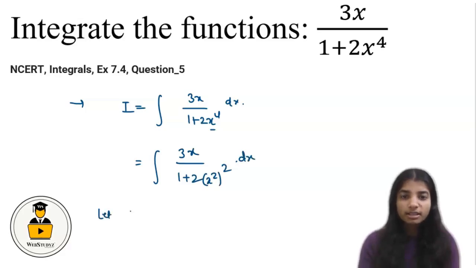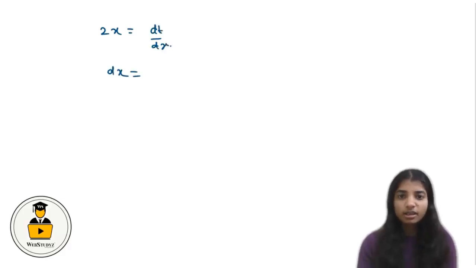Now here we are considering that x^2 = t. We are going to differentiate this with respect to x on both sides. So d/dx of x^2 equals dt/dx. Differentiation of x^2 with respect to x is 2x, and this equals dt/dx. So the value of dx equals dt/2x.